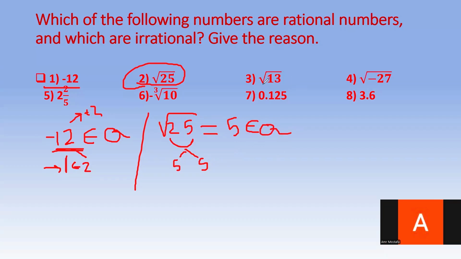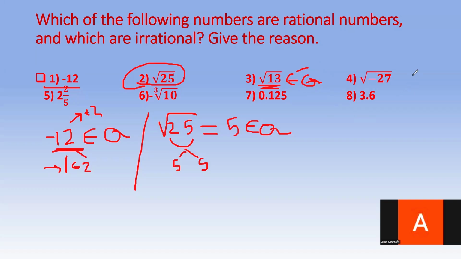Root 13, square root 13. 13 doesn't have a square root because I don't have two similar numbers that, when multiplied by each other, give 13. So root 13 belongs to the irrational numbers, Q dash.